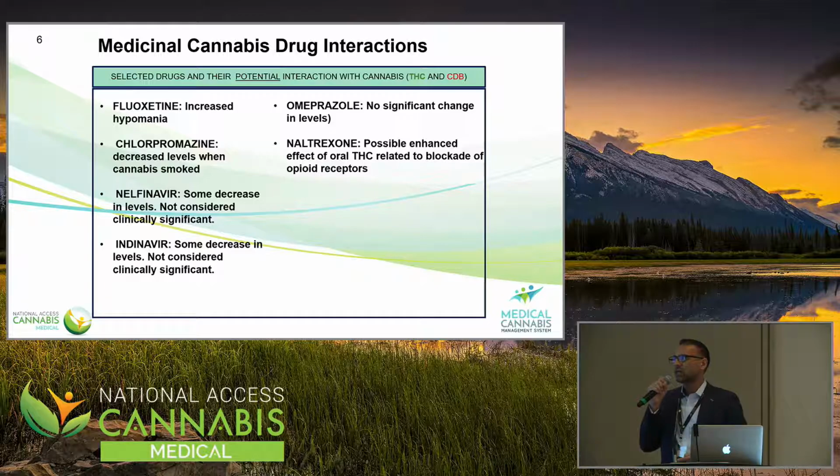Omeprazole also, you'll see it flagged from time to time. Again, no significant change in levels. And we also had naltrexone, and this was just related to a possible enhanced effect of THC.